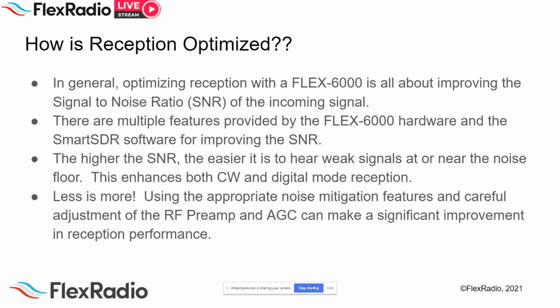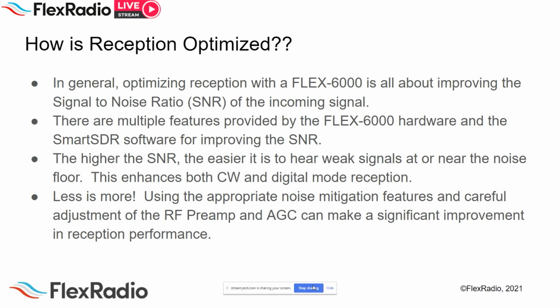So, how is reception optimized for the Flex 6000? In general, we're going to be using a set of techniques and features that come with the Flex 6000 series radios to optimize the signal to noise ratio. You're going to hear me talk a lot about SNR, signal to noise ratio. For those unfamiliar with the term, it essentially means that we are trying to improve the mixture of signal and noise so that there's more signal than noise.